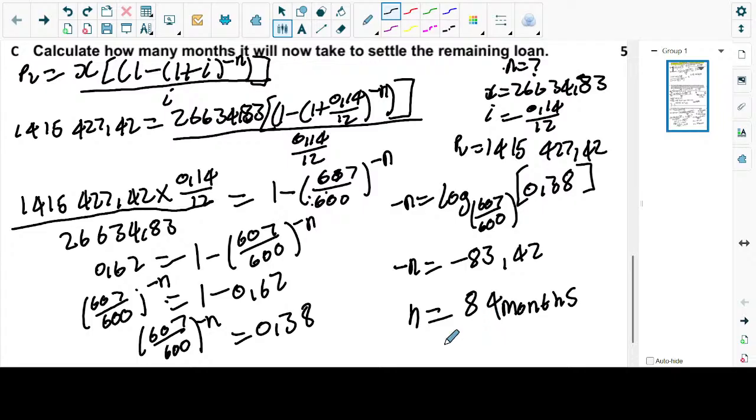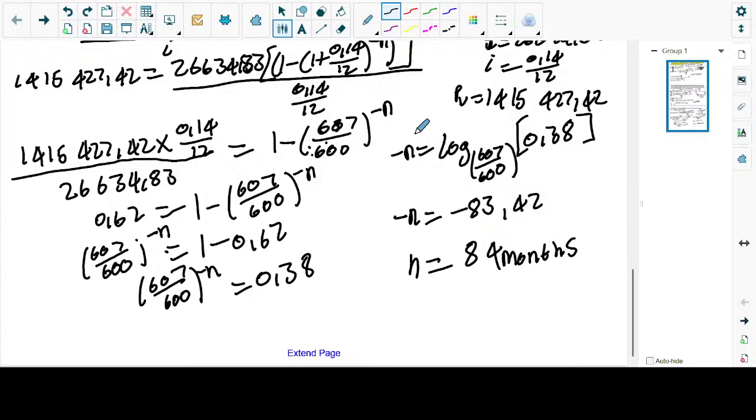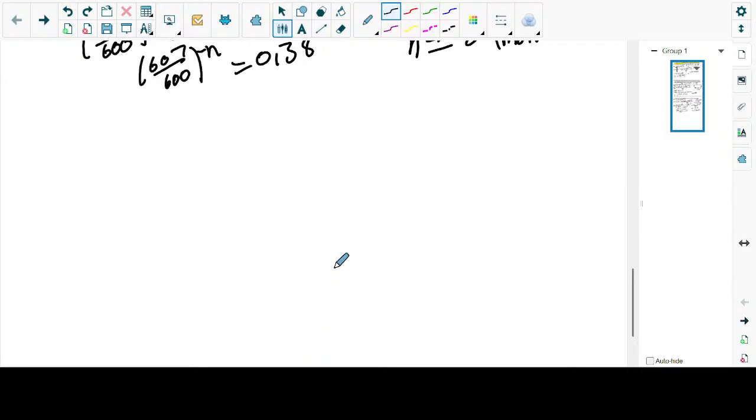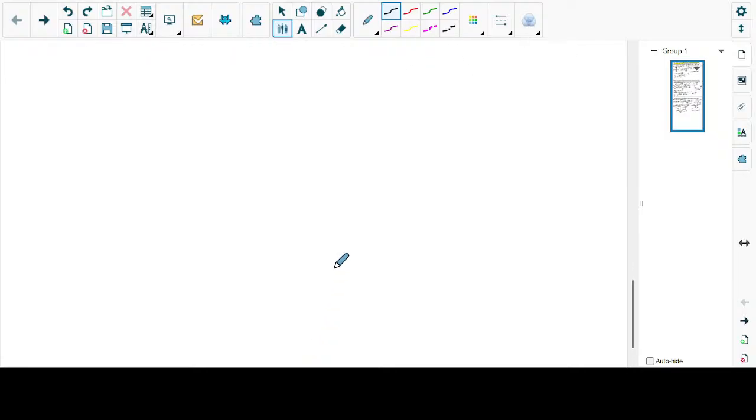Now, let's talk about how much they are going to save. By doing this, how much money are they actually going to be saving? Remember, in total, how many months were they supposed to pay? After 5 years, already 5 years was paid. Starting from there, how many months were they still supposed to pay? 120. But how many did they pay? They paid 84.